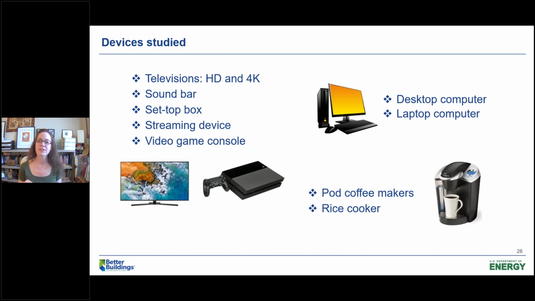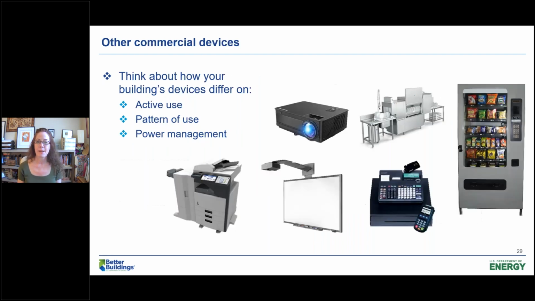So this was specifically done on a study of residential devices, but a lot of these devices are used in commercial settings or have analogs to them. So we have audio-visual devices, we have computers, and we have a couple of kitchen appliances. Next slide, please. But I want you to think also about how, as we're talking about these kinds of results, this might apply to the devices that you have in your building, how those devices might differ on how long they're being actively used and what pattern of use, is it all at one time or is it throughout the day? And then what kinds of power management options and settings you might have on those devices. Next slide, please.